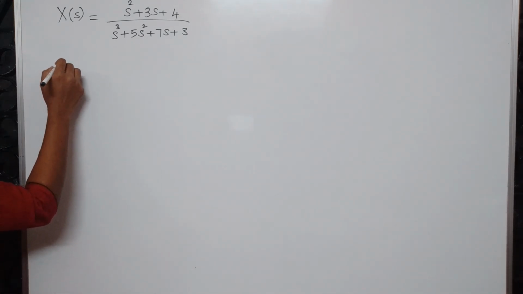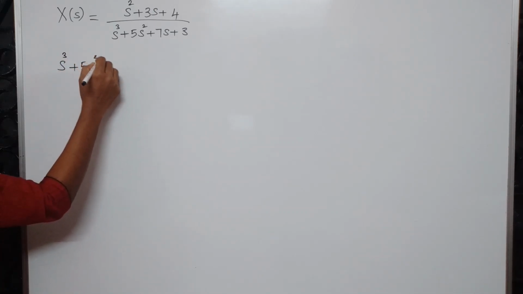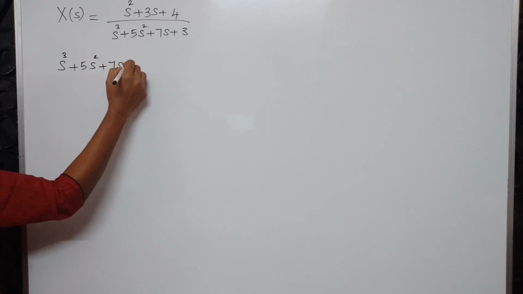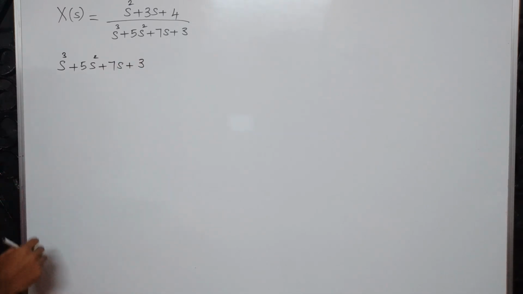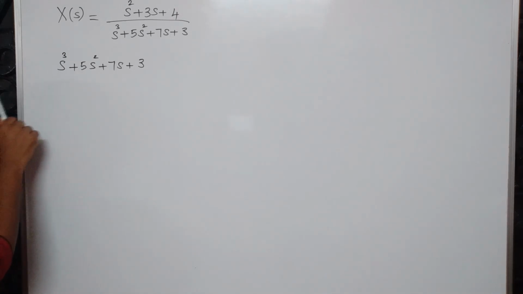So we have the polynomial s cube plus 5s squared plus 7s plus 3. Now there are different ways in which we can find out the factors. I will be explaining one technique. Here by trial you find out one factor.